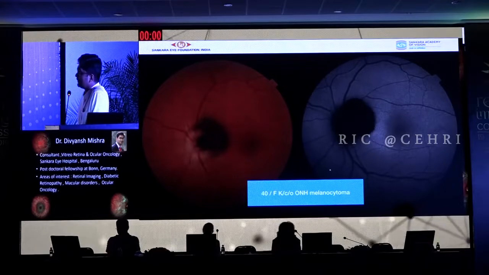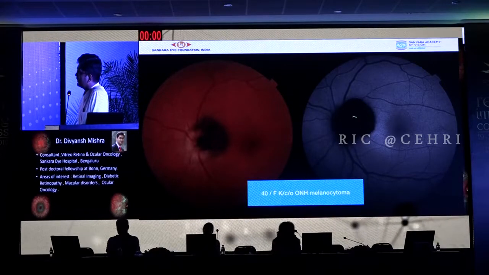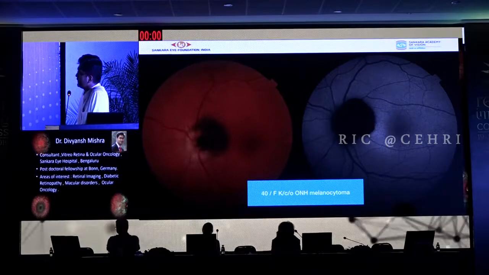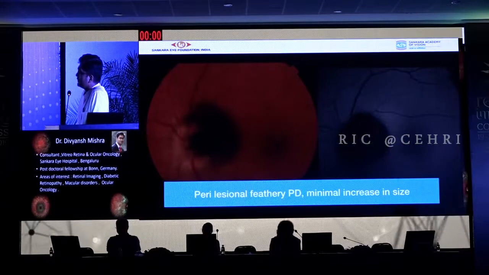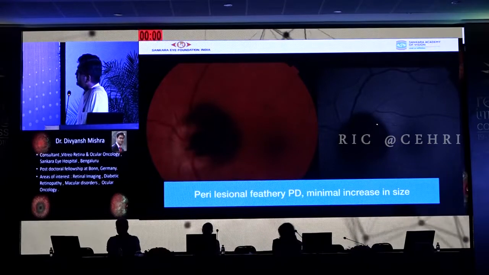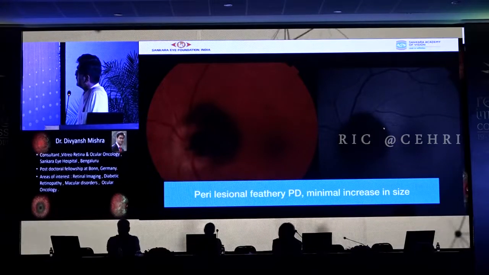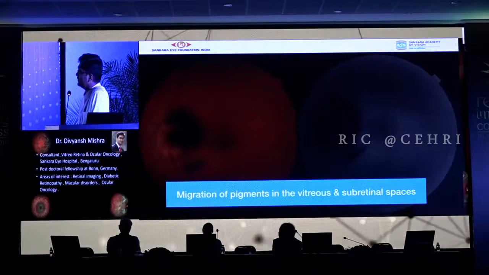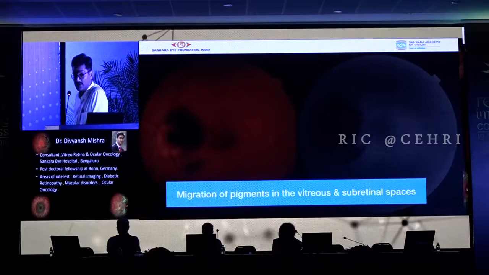Again, an interesting case of optic nerve head melanocytoma. Every one of us would have seen this. The same patient we had seen probably around 6 months or a year later, if I remember. As you can see, there is some fuzziness around the margin, and the size of the tumor has also increased. Probably 3 months later, as you can see, it has migrated into the subretinal space. So is this a transformation?